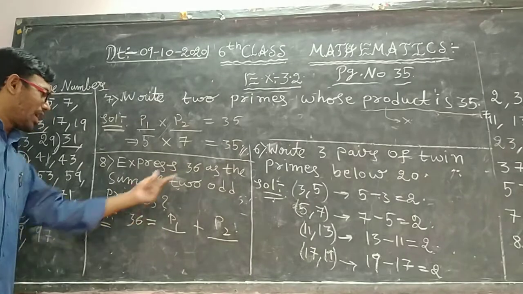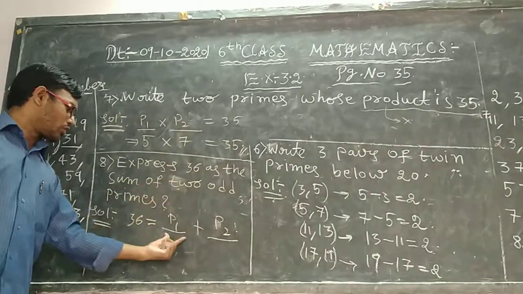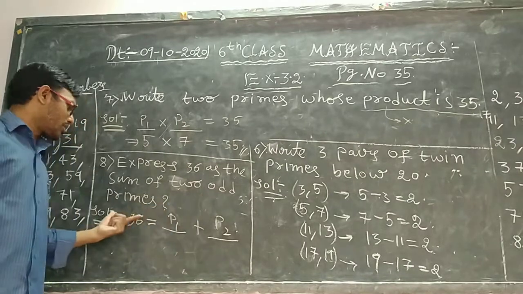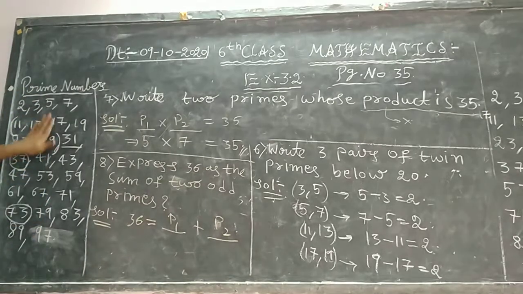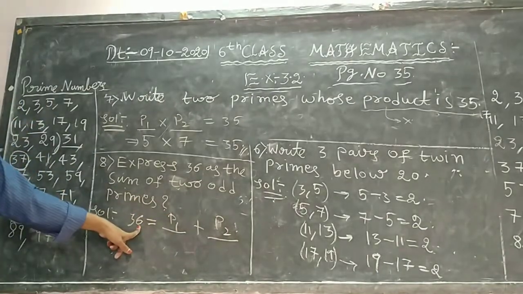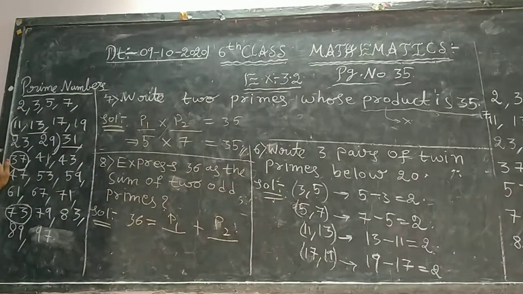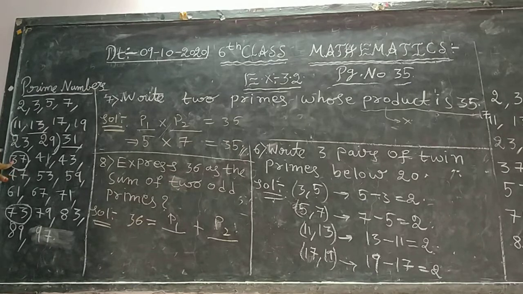Express 36 as a sum, sum meaning addition, of two odd primes. Among the primes, the only even prime is 2. Remaining all are odd primes only. So with the help of the remaining odd primes, you are supposed to write this 36 as an addition of two odd primes. So what will you take? 36 generally lies in between 31 and 37.